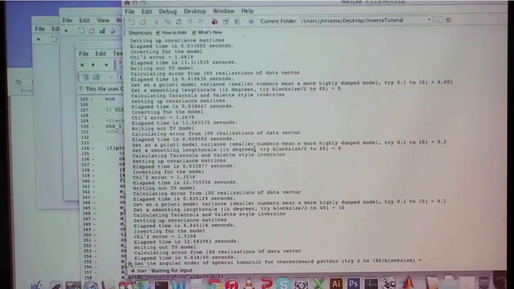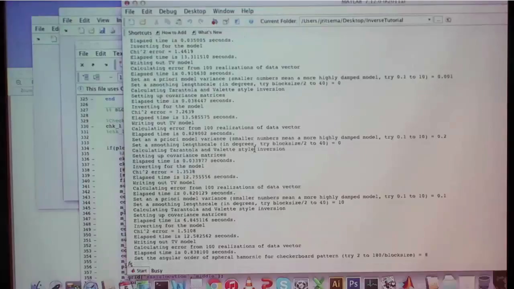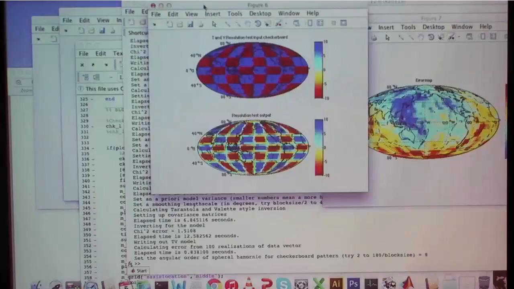So it asks us what sort of checkerboards we want to look at. What sort of wavelength of checkers do we want to look at? And that's expressed as a spherical harmonic. So I suggest that we try spherical harmonic 8, which is, you know, sine 8x over the Earth surface, right? So it's a very small, very long wavelength structure. And so there it is. That's our degree 8 checkerboard. And if this was the real Earth, then we would recover the checkerboard in the bottom, right?